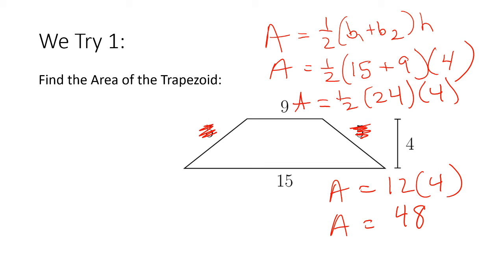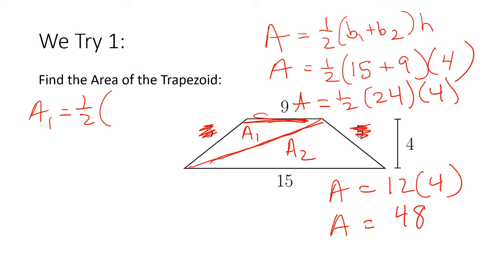Let's try the other way where we divide it up into triangles. I'm going to divide it up this way. This will give me triangle 1 and triangle 2. Triangle 1 is 1/2 times the base. The base here is 9 times the height, which is 4. 9 times 4 is 36. And 1/2 of that is 18.